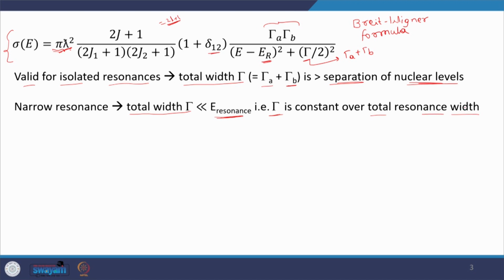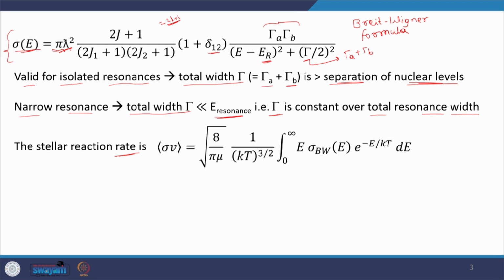What is the resonance region there? Throughout the resonance energy region, total width should be constant. That is what we mean by narrow resonance, isolated and narrow resonance. Alright. Considering this, the stellar reaction rate which we are waiting to write down, based on this cross section formula, looks like this.